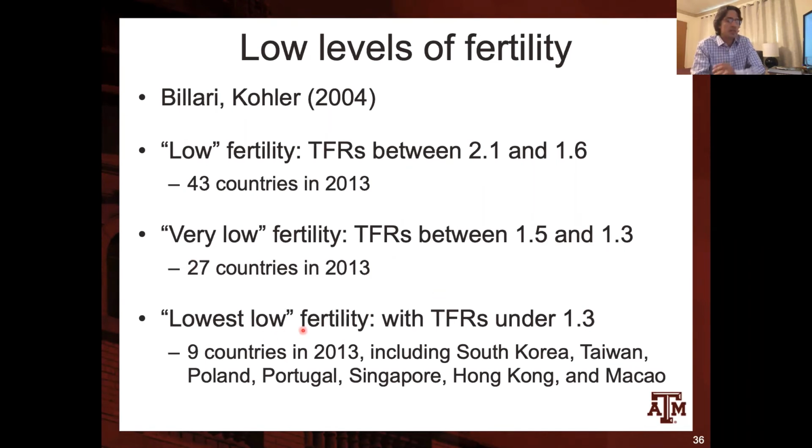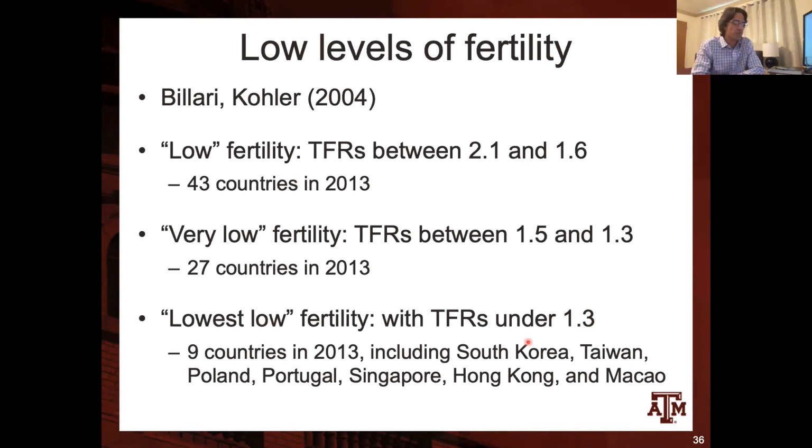The lowest low fertility in the world: nine countries in 2013 had total fertility rates under 1.3 children per woman. That's the case of South Korea, Taiwan, Poland, Portugal, Singapore, Hong Kong, and Macau. Interesting, but like I just mentioned, some of these countries have this postponement in fertility and they are coming back. But a lot of these countries are actually just staying at really low levels.